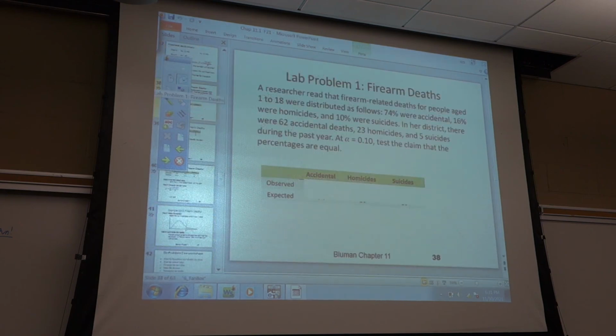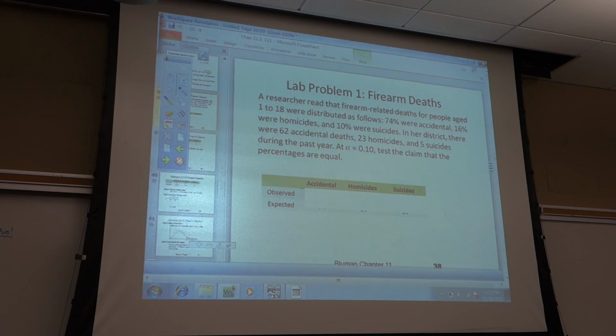Here's the first one. Take a look at it. You'll see 74%. 74% of how many? Yeah, you've got to add them up. 62 plus 23 plus 5, 90.